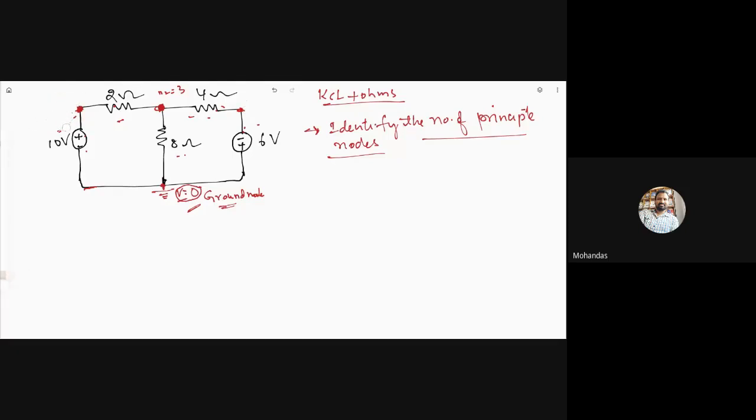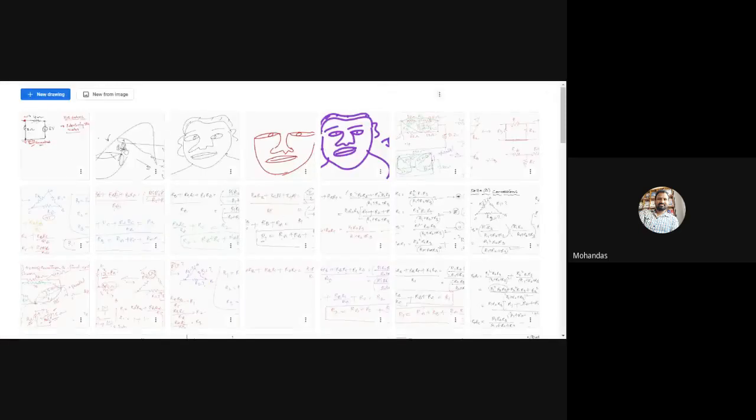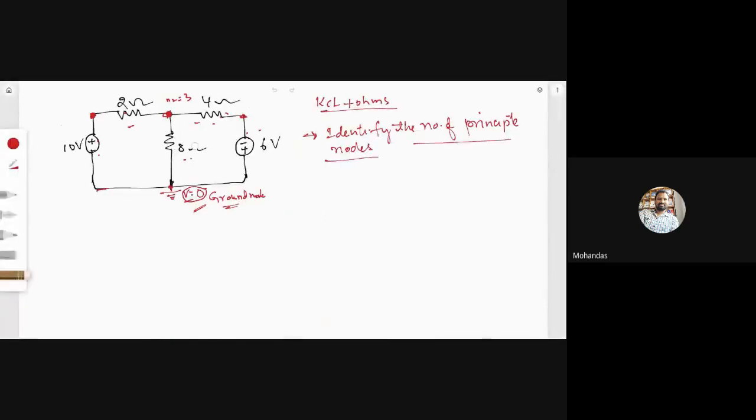Please see here. We identified this node as which node? Principal node. Let us say node 1. Second point: how many principal nodes are there? Principal node is 1. And there is a ground node. This is the ground node.